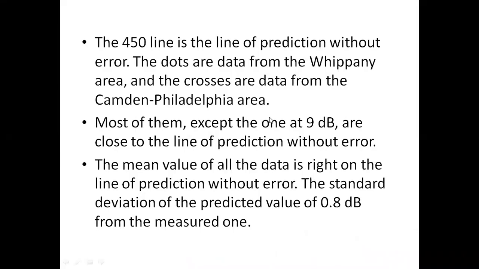The dots represent the Whippany area, and the crosses are the data from the Philadelphia area. Most of them, except one at 9 dB, are closer to the line of prediction without error. So the mean value of all the data is right on the line of prediction without error. Here the standard deviation of the predicted value is 0.8 dB from the measured.